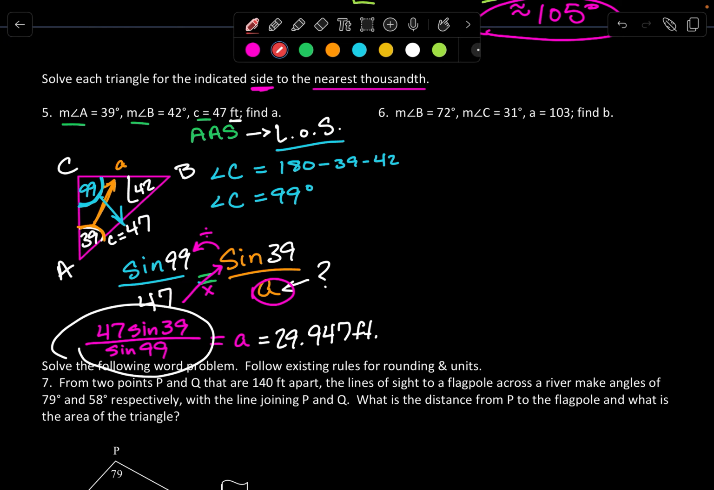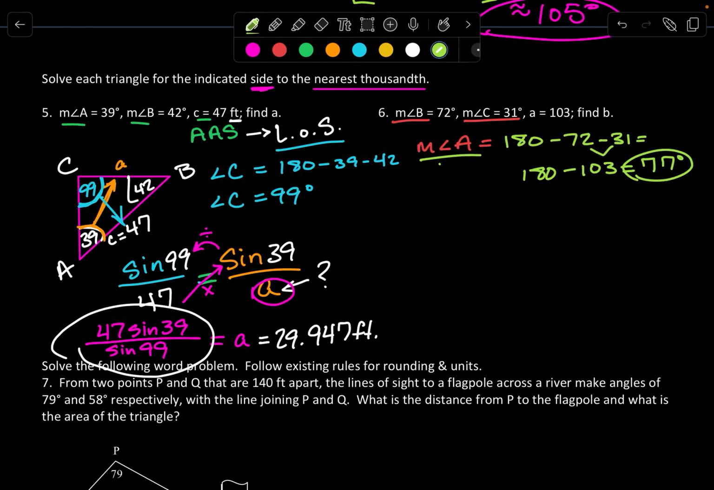Our next problem is similar. They give us an angle and another angle. And when you have two, you might as well just go ahead and find the third. Angle A is going to be 180 minus 72 minus 31. 72 and 31 give me 103. So 180 minus 103 is going to leave me with 77 degrees. That's angle A, 77 degrees.